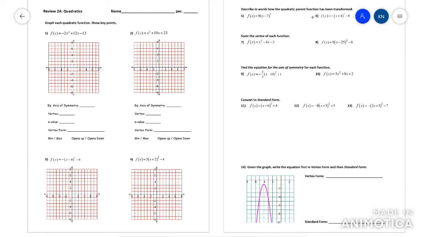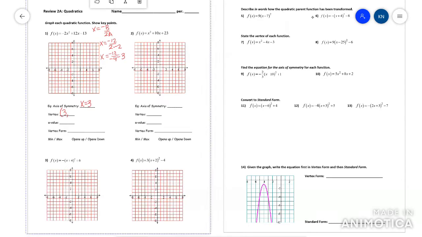Okay, let's get started. Number one, they're giving you this equation in standard form. So you need to go get the axis of symmetry and the vertex by doing x equals negative b over 2a. So that's going to be negative 12 over 2 times negative 2, so that's negative 12 over negative 4, which is positive 3. So x equals 3 is my axis of symmetry, and 3 is the x value of my vertex.